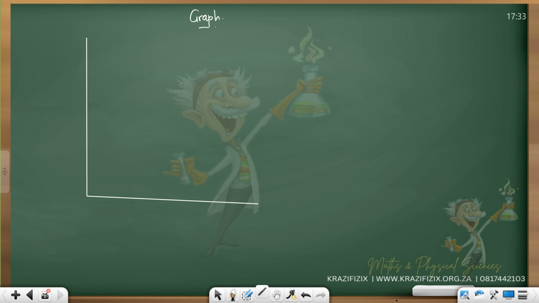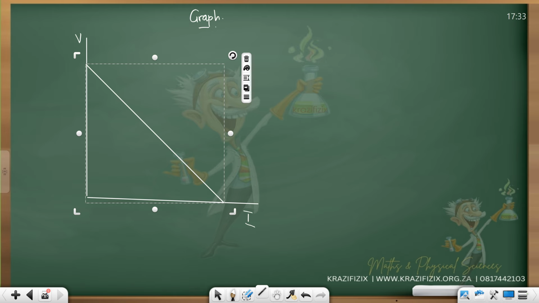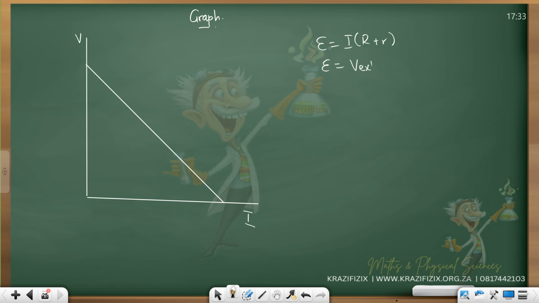If the examiner gives you this, V and I, and they give you that, I wanted to watch what we're going to do here quickly. I know that EMF is what? I into R plus r. EMF is V external plus Ir. Okay, but V external is on my y-axis. You know all of these tricks. There's just something I want to remind you of. If I bring this here, what do I have? E minus Ir will be equal to what? V. But this is my y, and that is my what? X.